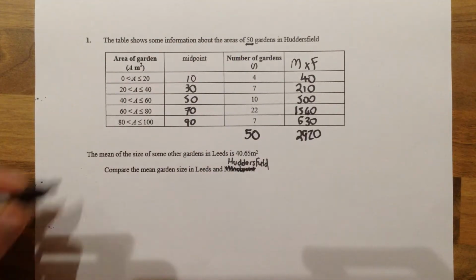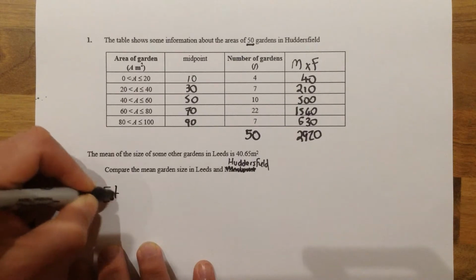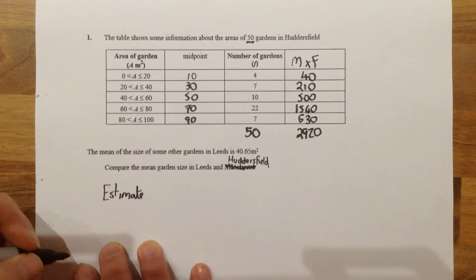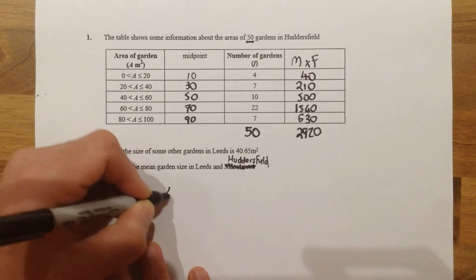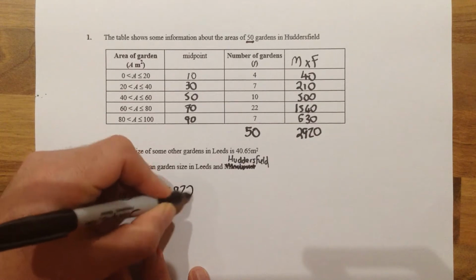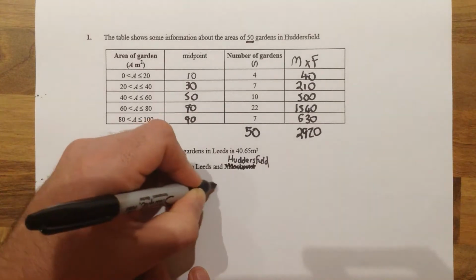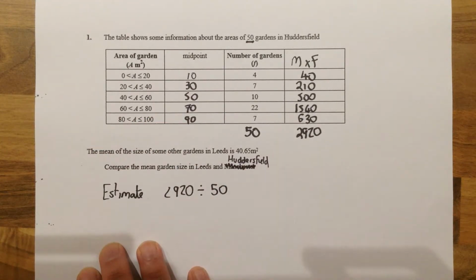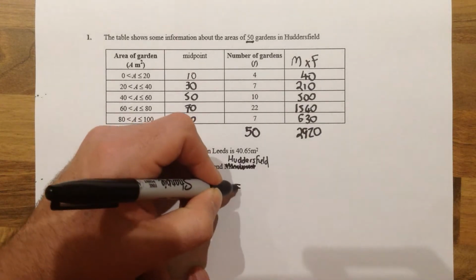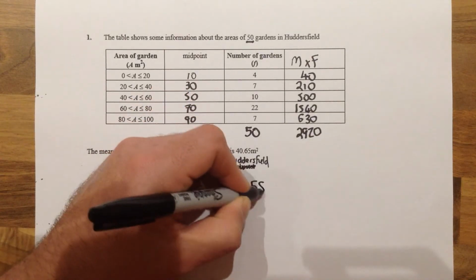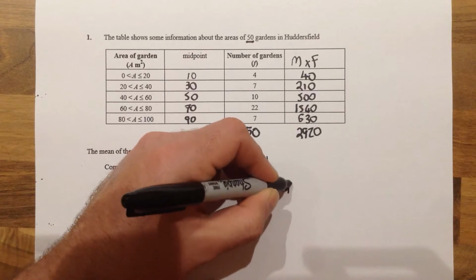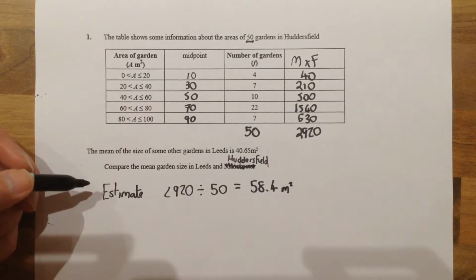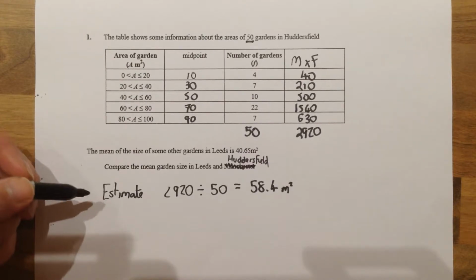So the final bit, to find the estimate of the mean, this being an estimate because we have not used exact numbers, we would need to do 2,920 divided by 50. So sharing all of the area between the number of gardens. This comes out as 58.4 metres squared.